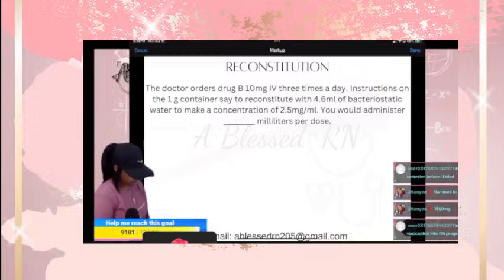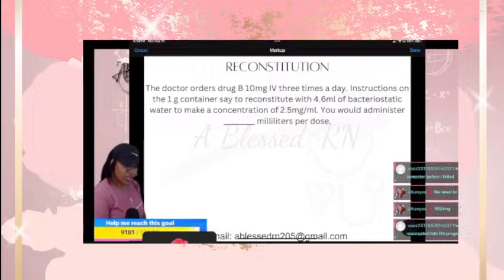All right, reconstitution, another choke holder. The doctor orders drug B 10 milligrams IV 3 times a day. Instructions on the 1 gram container said to reconstitute with 4.6 mLs of bacteriostatic water to make a concentration of 2.5 milligrams per mL. You would administer blank milliliters per dose. Okay, there's a lot of words, there's a lot of numbers. Some people say, hey, what do I use? What don't I use? What is fluff?